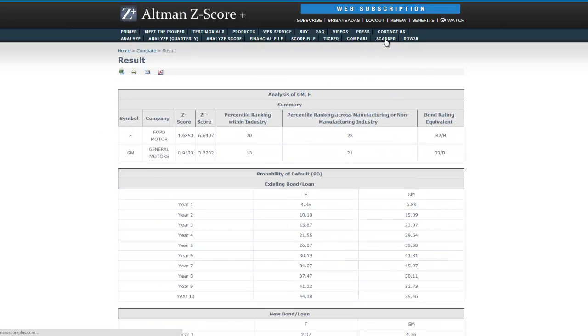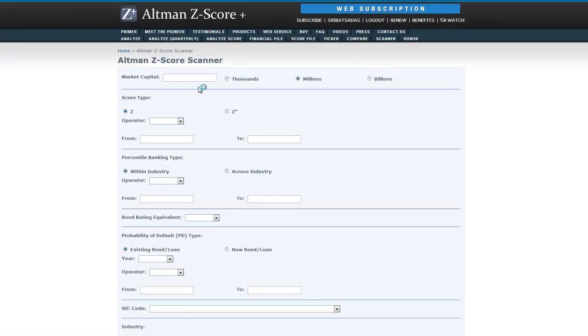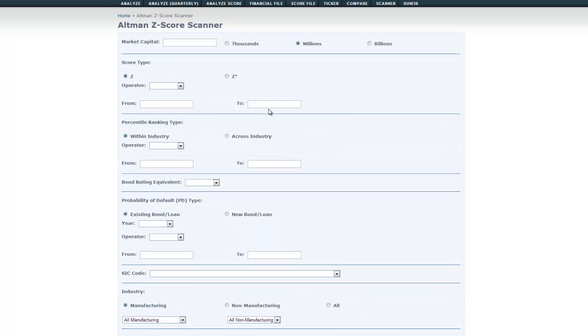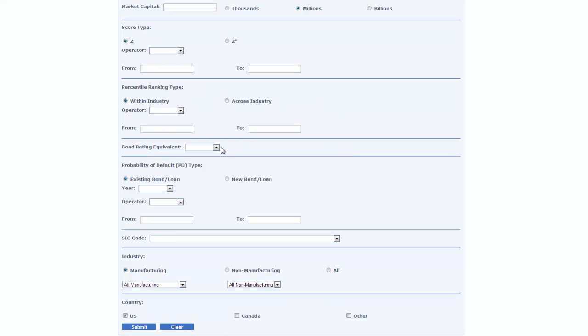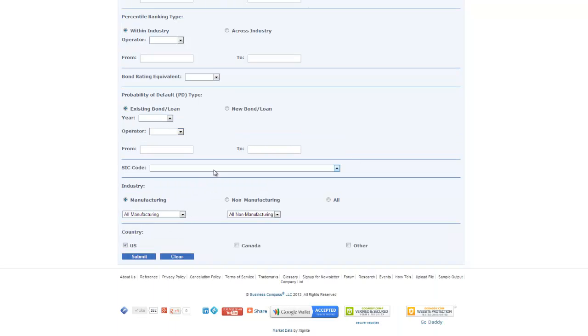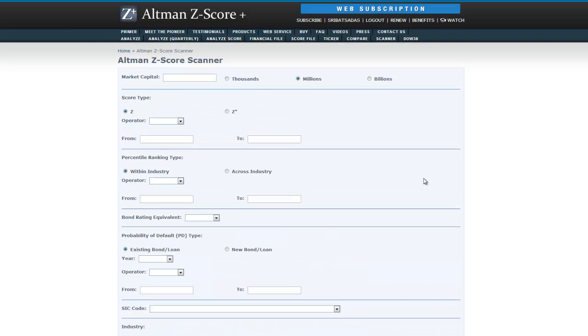Then scanner. Scanner lets you scan for companies based on market cap, based on Z series scores, Z double prime, based on percentile ranking within or across the industry, based on bond rating equivalent, based on default probability, based on the SIC code, standard industry classification code, and you can also select based on the industry, whether it's manufacturing, non-manufacturing, and even based on the country.